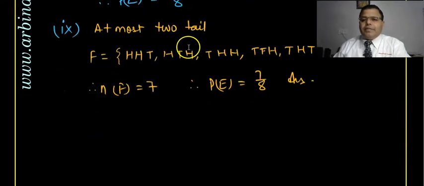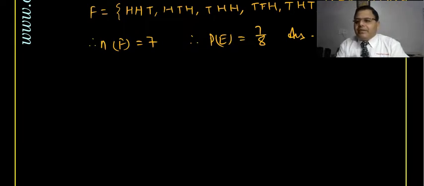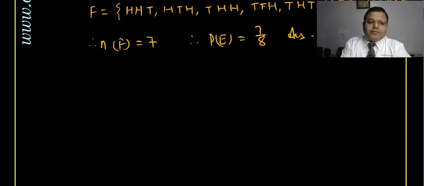So all these 9 parts are there. These different types of questions are given just to clear the concept of what is the meaning of at least, what is the meaning of at most, and what is the meaning of exactly.